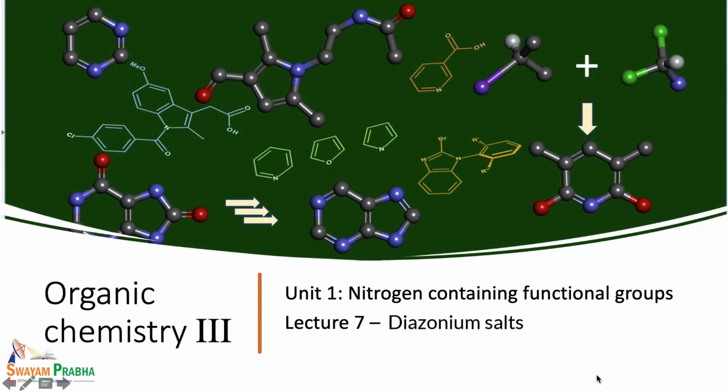Welcome to the next session on Organic Chemistry Paper 3. In Unit 1, Nitrogen containing functional groups. In Lecture 7, we are going to study about Diazonium salts.